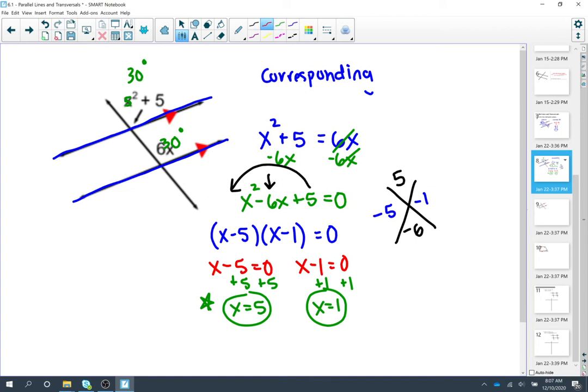Next one, if x is 1, well, 1 squared is 1 plus 5 is 6 degrees. And then 1 times 6 is 6 degrees. Again, it's kind of small because it looks like an obtuse angle, but 6 degrees is congruent to 6 degrees. Also a good answer. So this one actually has 2 answers.